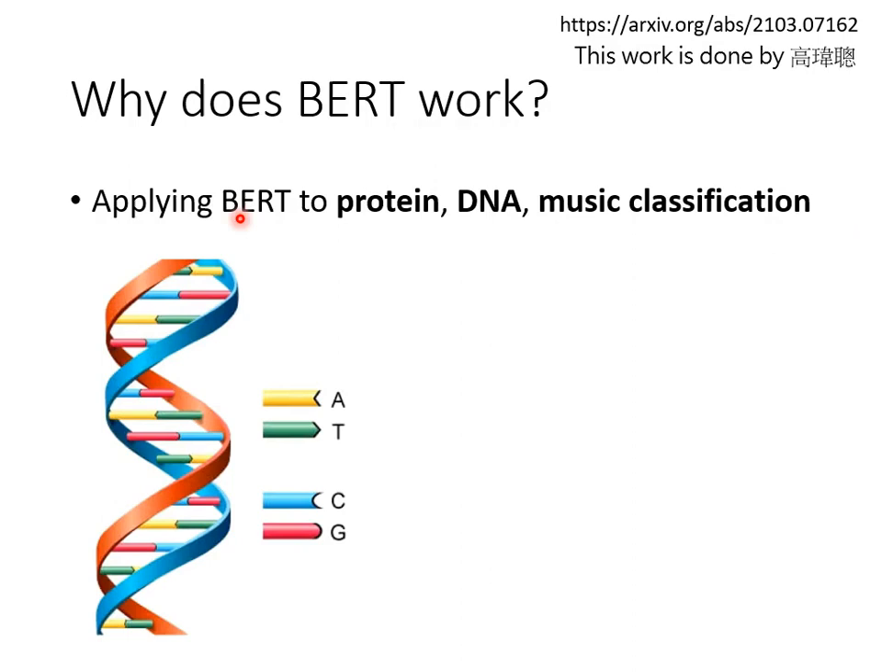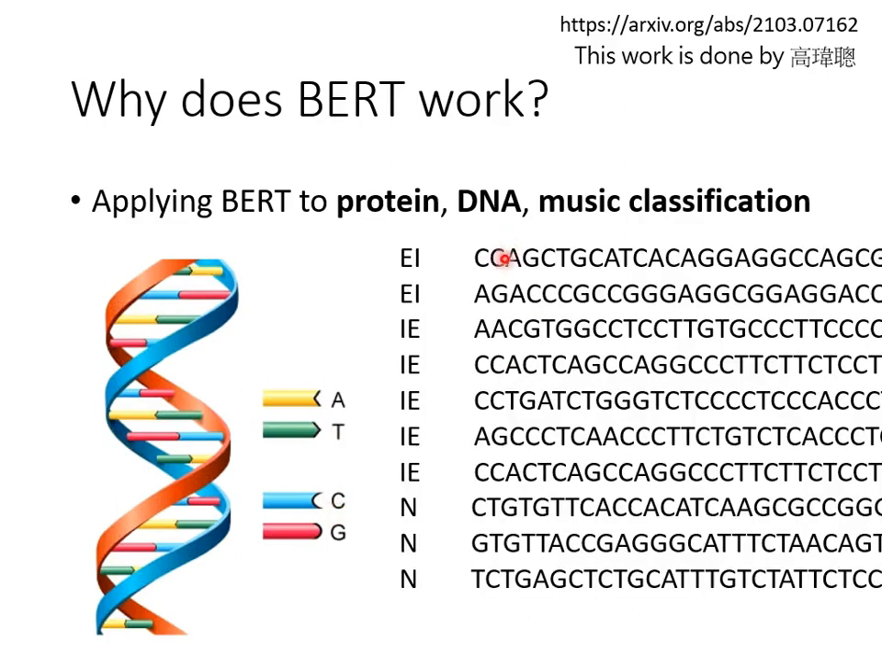The experiment goes like this. We apply Bert trained for text to classify proteins, DNA strands, and music. Let's take the classification of DNA strands as an example. DNA, as you know, is a series of adenosine. Not adenosine triphosphate. What's it called? It's called nucleobase, right? DNA is a series of nucleobases. There are 4 kinds of nucleobases, represented by A, T, C, and G respectively. So a DNA strand looks like this.